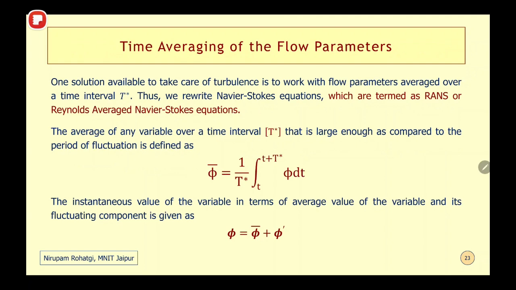Now, how do we find this? So one solution available to take care of turbulence is to work with parameters averaged over time interval t star. Okay. Thus, we are going to rewrite the Navier-Stokes equations. Now, how do we find the average? We have a parameter phi, and we integrate it over dt and divide it by the time interval. So we are integrating from t to t plus t star.